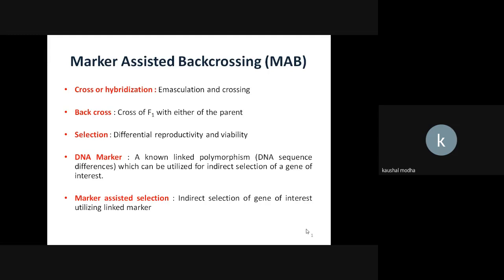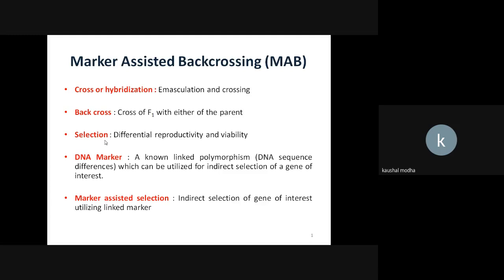So I have just kept a few terminologies here which are very preliminary for breeding. When we say crossing, we are using emasculation and pollination. And backcross means we cross the F1 with either of the parents, and we apply selection. Selection means differential reproductivity and viability. It's natural and artificial both. And when we use markers for this kind of selection, it becomes marker assisted selection. So in marker assisted selection, we utilize linked polymorphism for indirect selection of a particular trait.